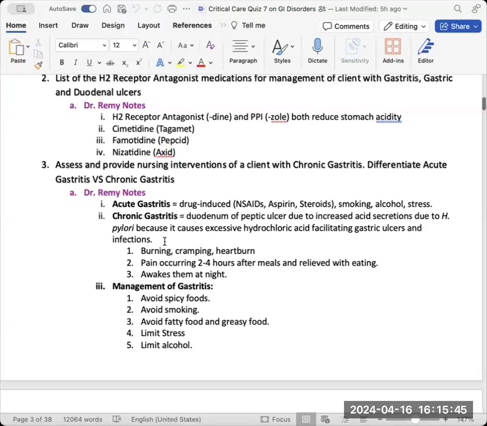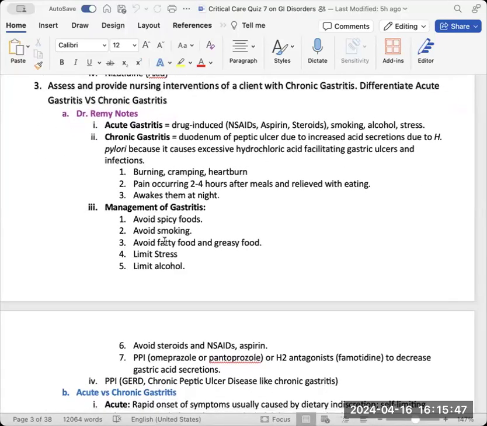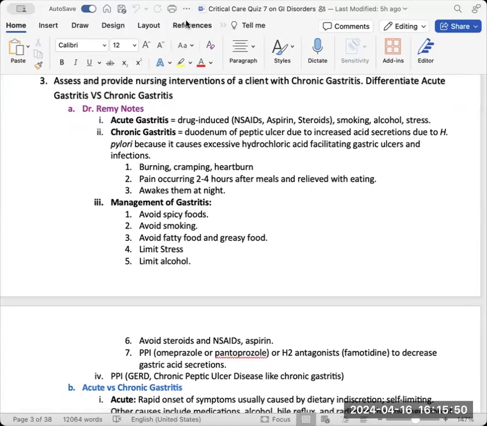Okay. The next question is to assess and provide nursing interventions of a client with chronic gastritis and differentiate that from acute gastritis. So we already talked about that, but like I said, with acute, we're thinking about more things that we do, such as how we eat, right? Our diet, are we overusing NSAIDs? Are we eating a lot of irritating foods, spicy foods, greasy foods, right? Are we ingesting too many acids? And chronic, we talked about chronic gastritis being more caused by H. pylori. So we know that H. pylori chronic gastritis is typically associated more with peptic ulcer disease and duodenal ulcers.